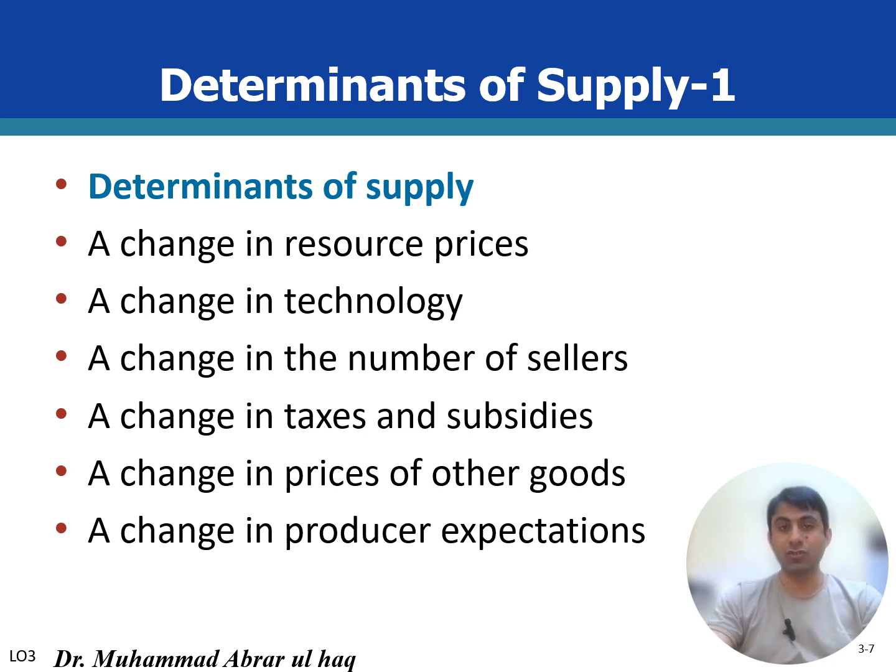the change in the resource prices. Resource prices mean when the cost of the resources changes, such as labor wages, raw materials, or the price of machinery, it directly impacts the production cost. So higher resource prices increase the cost of production, reducing the profitability of the firm or the producers, and thus decreasing the supply.